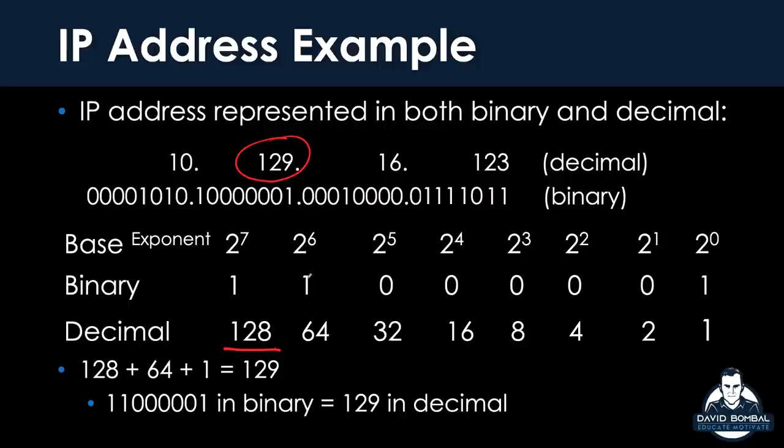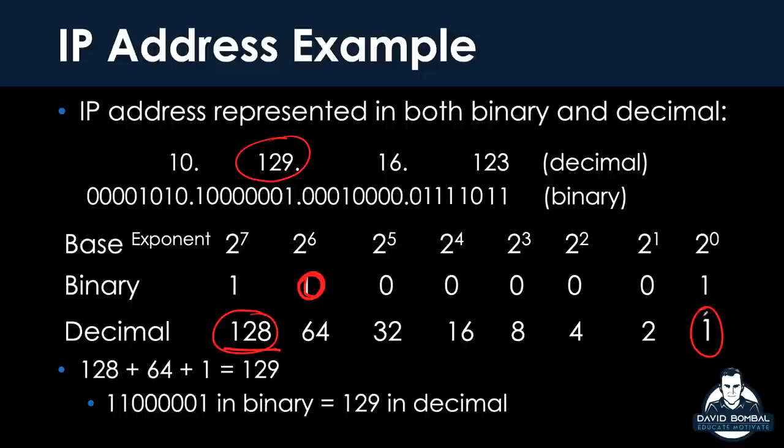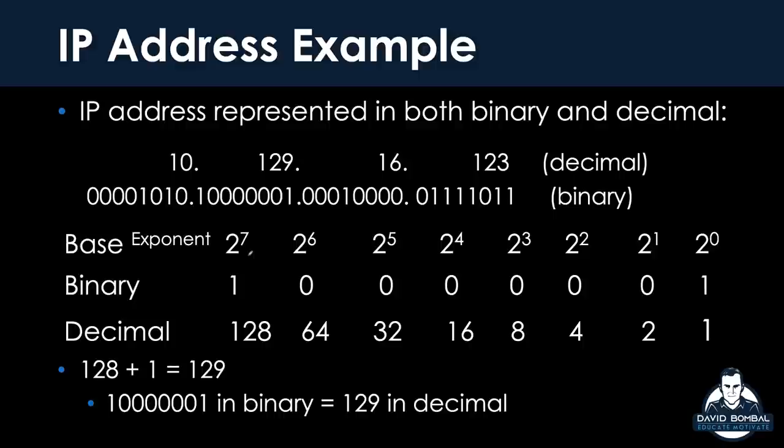So this slide is actually wrong. This should be a 0 because 129 minus 128 gives us 1. It doesn't allow us to minus 64 and still have a positive number. So 128 plus 1 equals 129. Let me update it right now, because that should be 1 followed by 6 zeros and a 1. 128 plus 1 equals 129. Definitely not plus 64. Okay, so that looks better. 128 plus 1 equals 129. So that's the binary equivalent of 129.